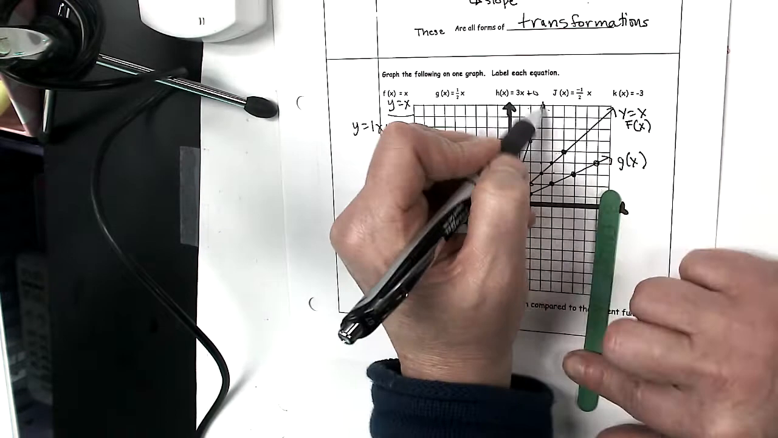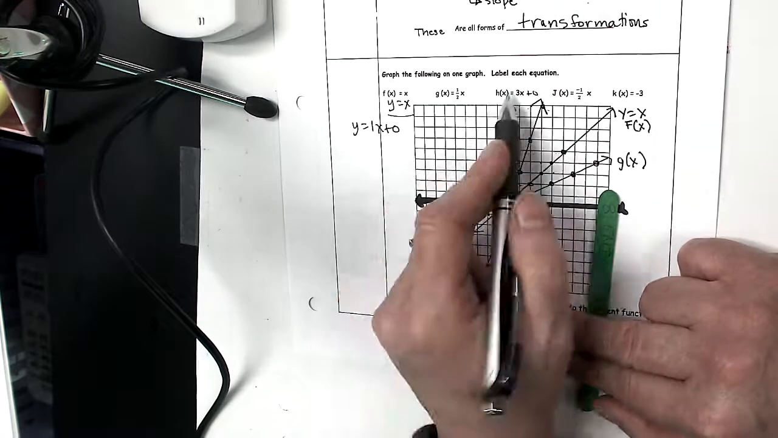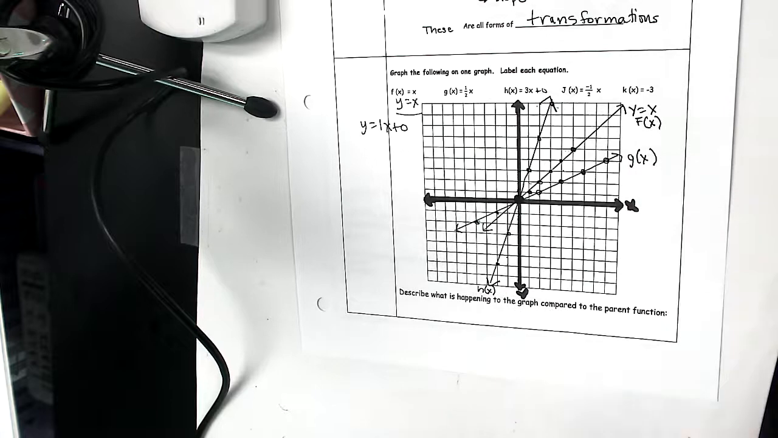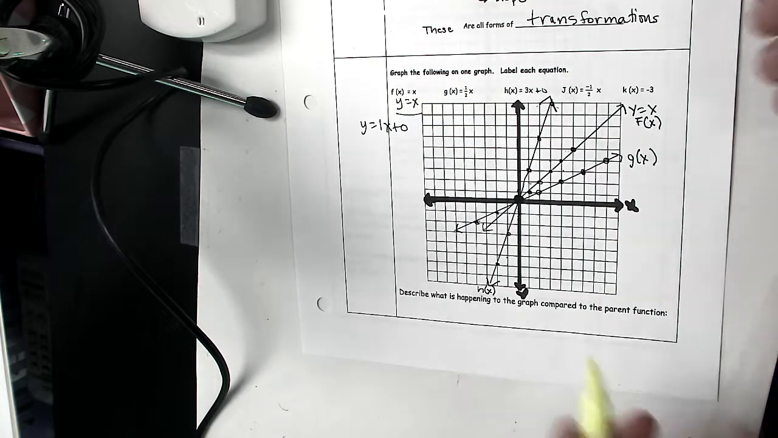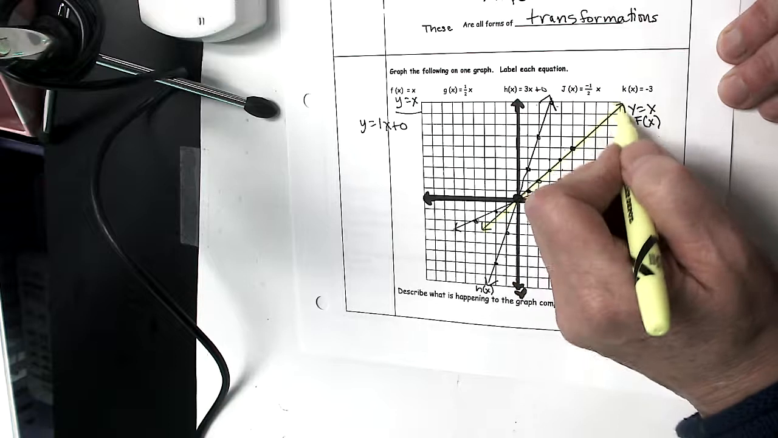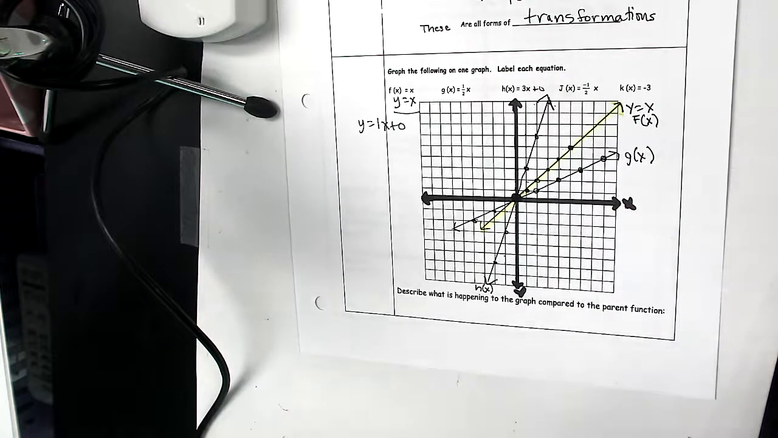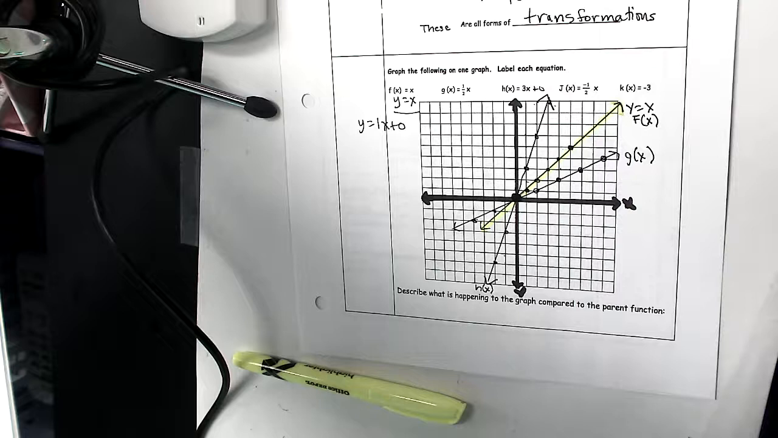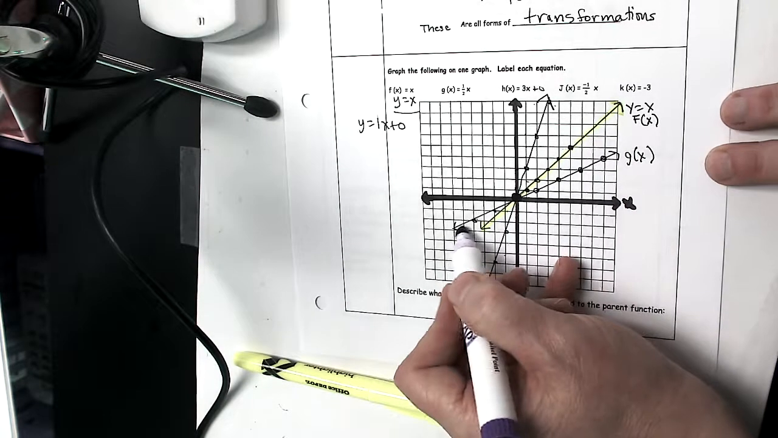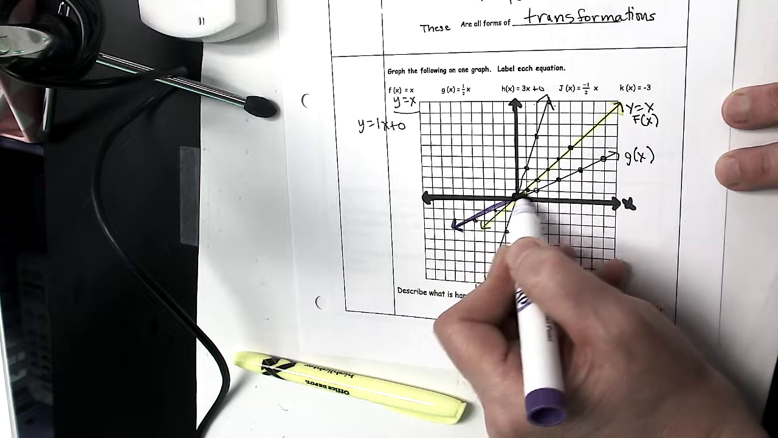All right, so here I go. This is my parent function. And this is my g of x right here. What's the slope of g of x? Anybody tell me that? What's my slope? 1 over 2. So my slope is 1 over 2. And this one, my slope is what? Up 1 over 1. Everybody agree?